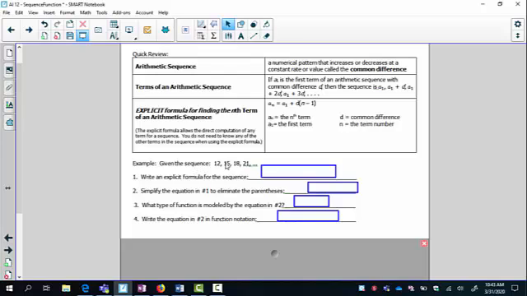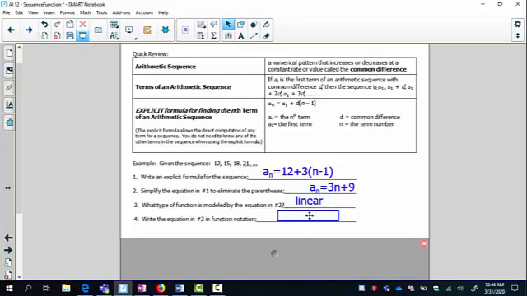In order to write an explicit formula for that, we would take a sub 1, which is 12, and add our common difference, which is 3, n minus 1 times. To simplify that, I would just get a sub n equals 3n plus 9. So what type of function would that be? Well, if we think of a sub n as our dependent variable and n is our independent variable, then this would be a linear function.